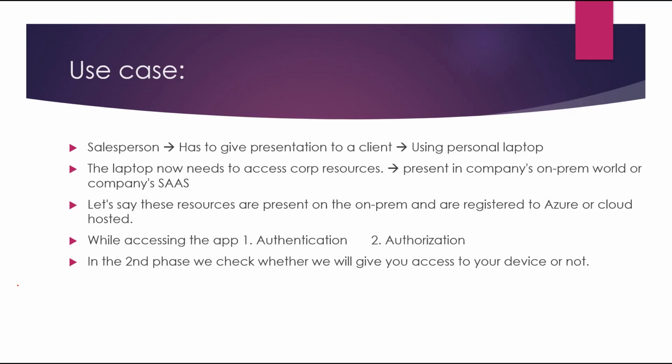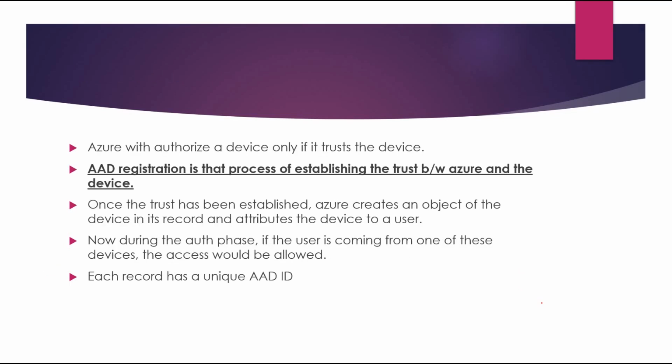So this would probably be one of the use cases: I'm trying to access an application that is there on Azure, from my personal laptop. Typically for a BYOD kind of solution, authentication is done, that's fine, but Azure wants to provide a second layer so that not just any device can come and access information which is protected by Azure. Therefore, the device has to be Azure AD registered. Over here it says that in the second phase, we check whether we will give access to the device or not.